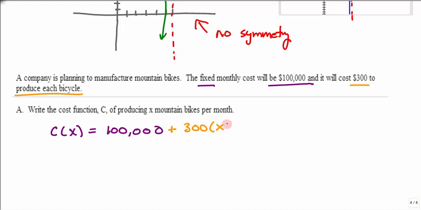If I produce 100 bicycles, then my fixed cost would still be 100,000 plus 300 times the 100 bicycles, and I'd add those together to get my total cost. So this is my cost function. Now the next part, they're going to be asking for an average cost. The difference between the cost function and the average cost has to do with dividing by the total number of bicycles, because when you have an average, remember that's what you do, is you divide by the total number of values. So let's go ahead and pull in that next question.